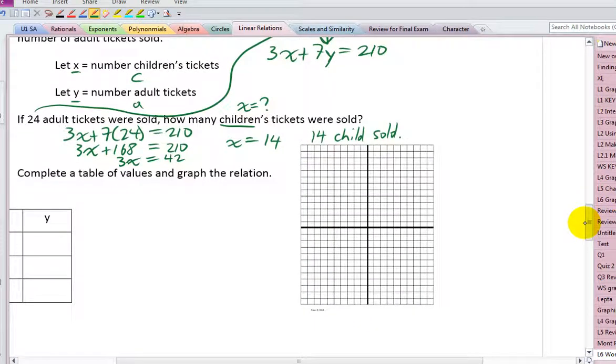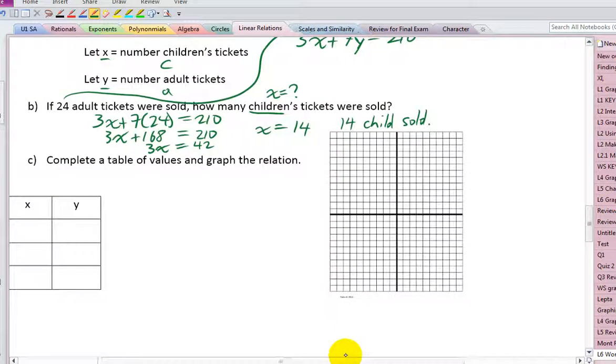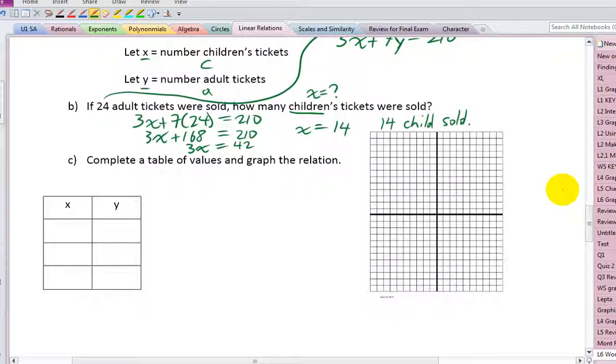Sorry about that. Going back, let's do a little table of values for children's tickets. So, complete a table of values and graph the relation. We just made up one here. We can do 24. Actually, you know what we need to do? 3x plus 7y equals 210. What we should do here is change this into y equals. Please take your time. Change that into y equals.